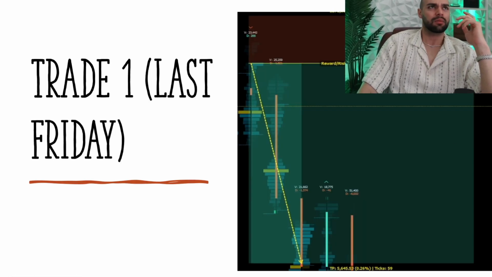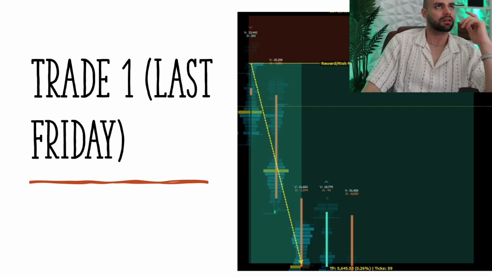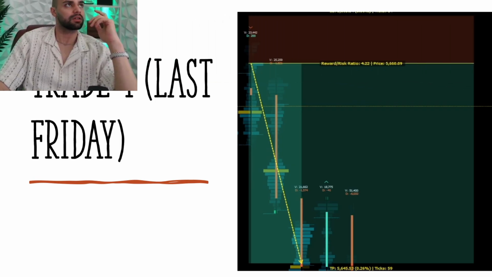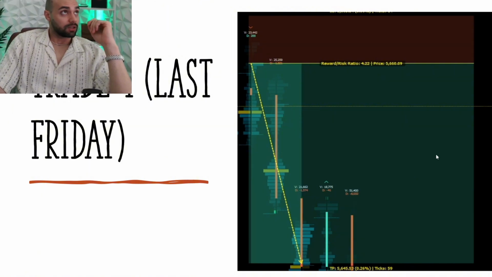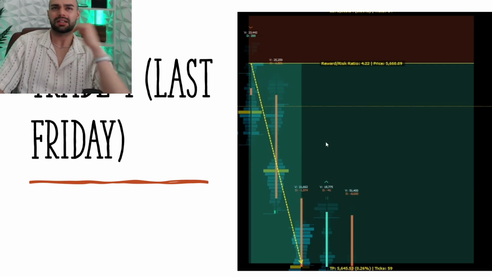So let's go over a couple trade breakdowns. This is from a couple weeks ago, I think. I'm not quite sure of the dates of when these trades actually came from. This wasn't last Friday, I know that for a fact. So let's just get right into it. So this is a trade.